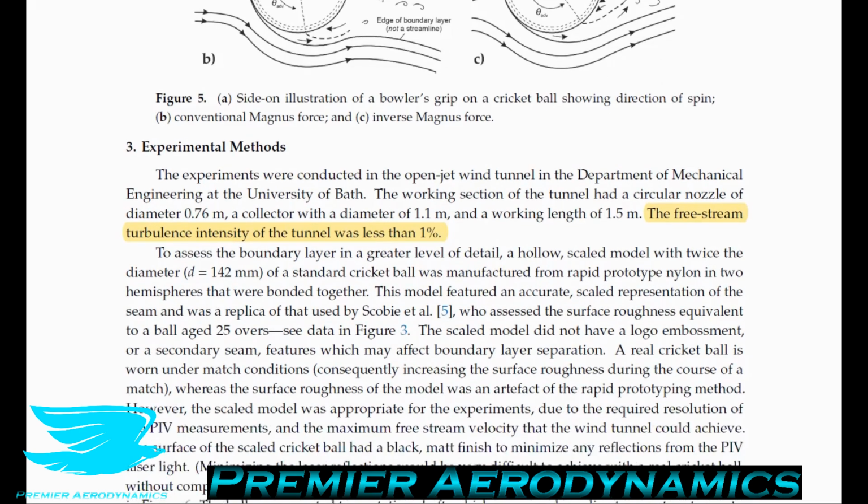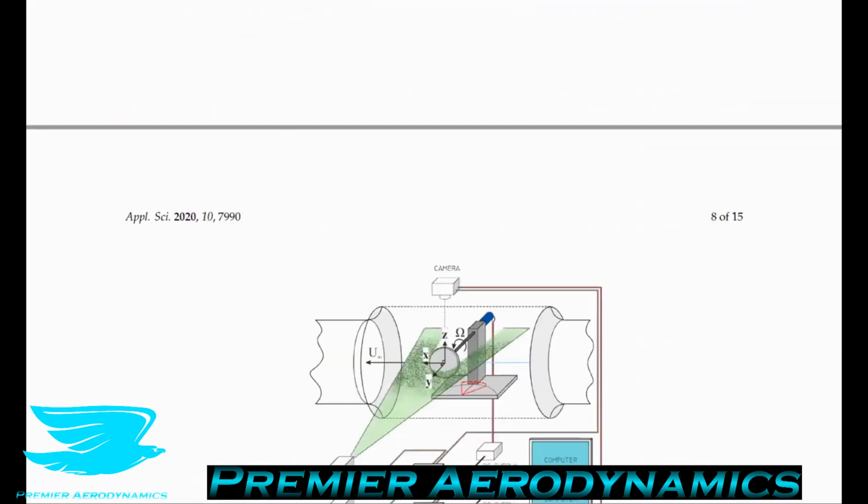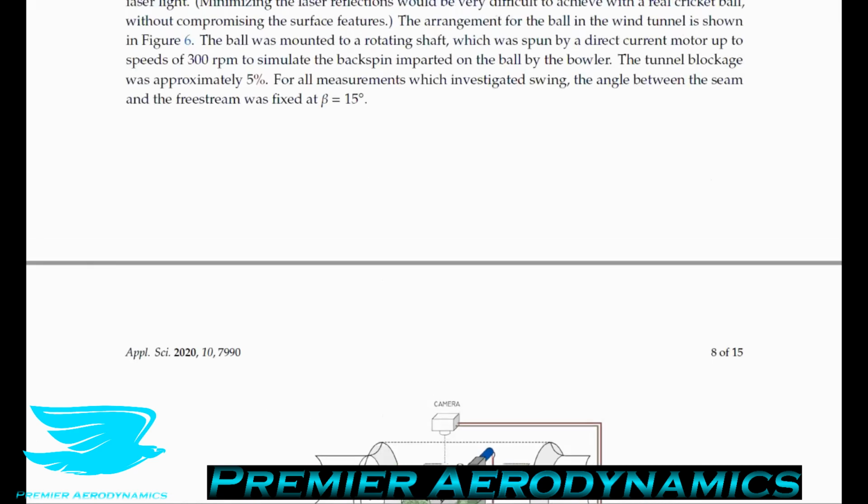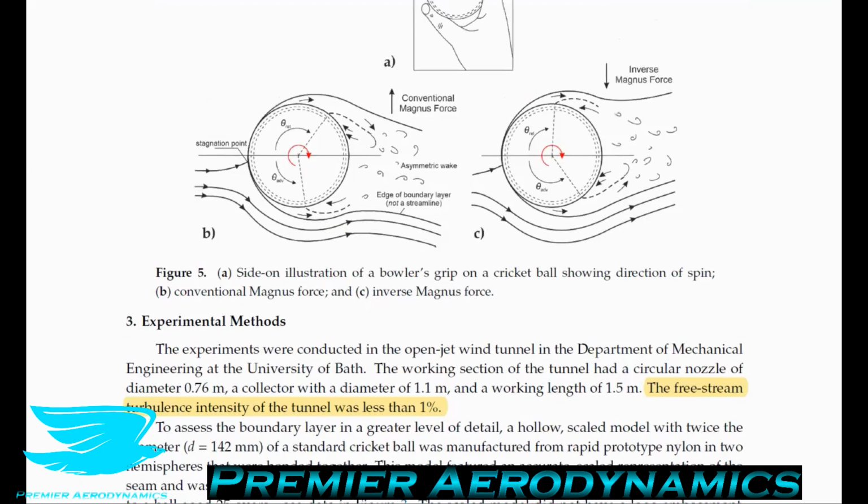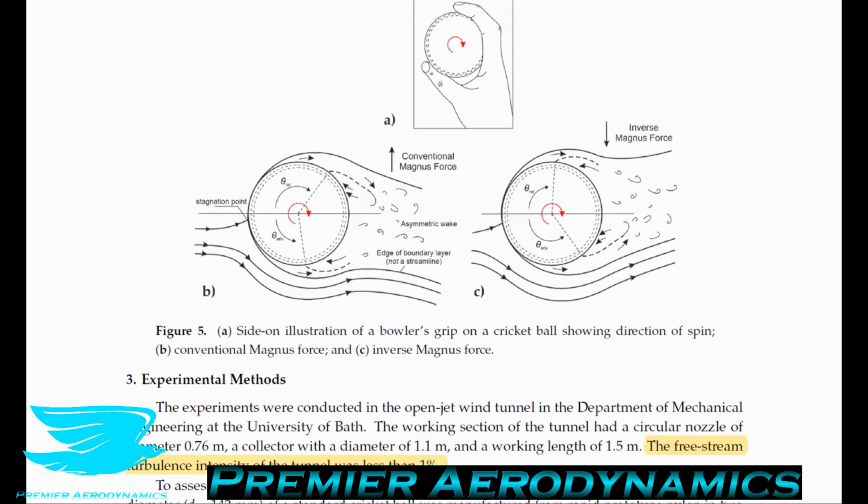So cricket ball aerodynamics is pretty interesting, and there are a lot of things that can affect how a cricket ball moves, not just the swing, but the Magnus effect, and also all these different parameters that affect these two general aerodynamic features. So that's the end of this podcast.